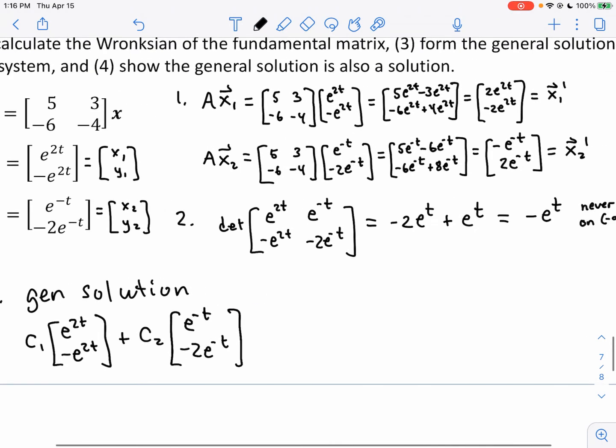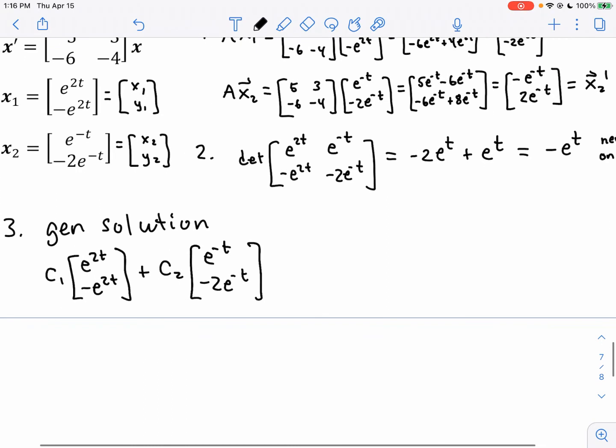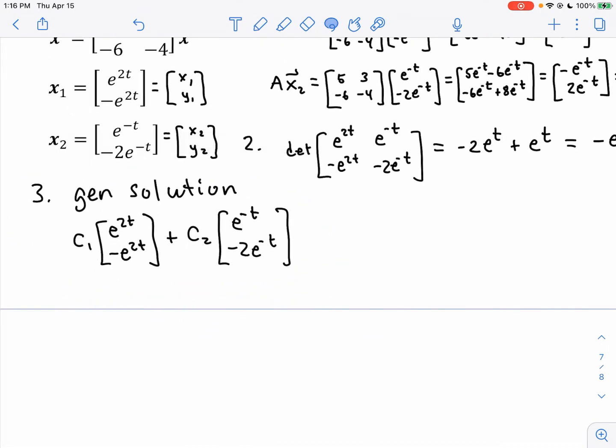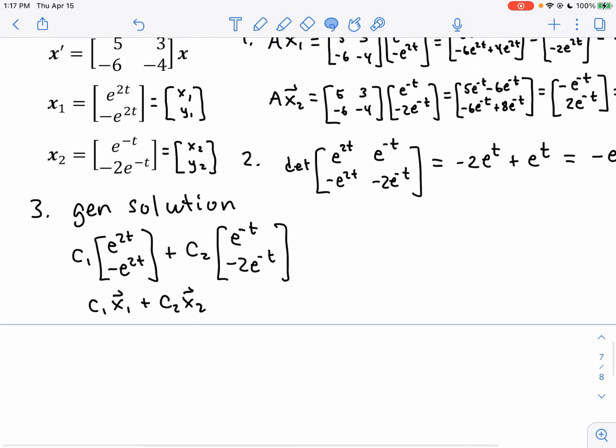And then finally, step 4, show that the general solution is also a solution. Okay, so another way to write this general solution, just to be lazy, is simply C1 times x vector 1 plus C2 times x vector 2. You can see it's almost better not to bother writing the components of your vector solutions as x1, y1. I never needed to use these notations. Let me just go ahead and delete that.